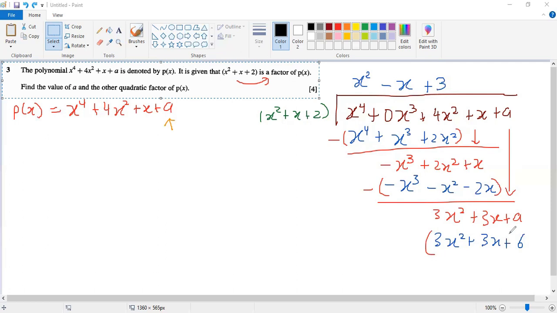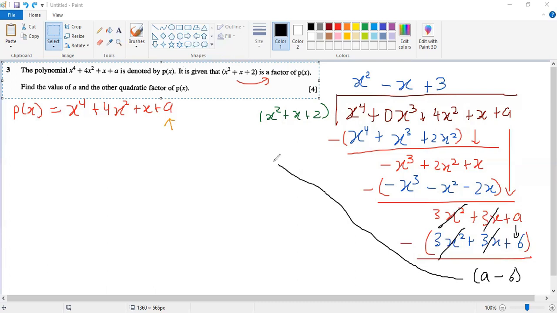Now we subtract just as before and look at the remainder. The x squared cancels off, and 3x also miraculously cancels off. All that remains is the a minus 6. This part only; the rest all cancels off.